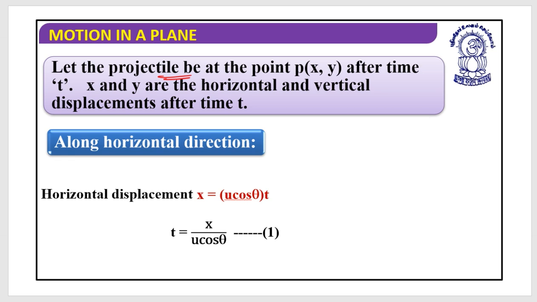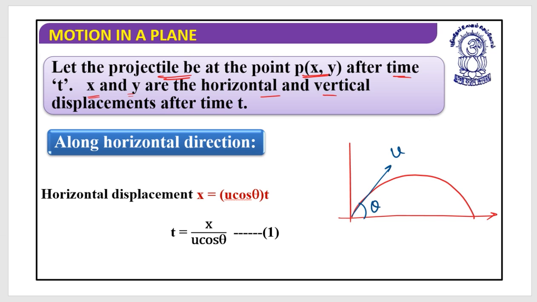Suppose what we know is that, let the projectile be at the point P of x comma y after time t, and x and y are the horizontal and vertical displacements after time t. The situation must be something like this: this is the u, this is the theta, and we are talking about a certain arbitrary point, let's say P. This is x comma y. Here it has a certain value of x, and this is the x-axis, this is the y-axis, a certain value of y. So I'm talking about this.